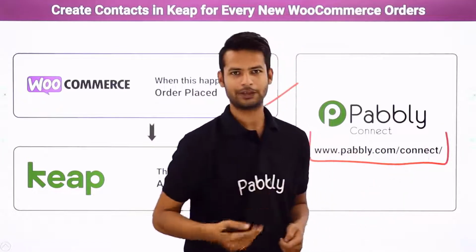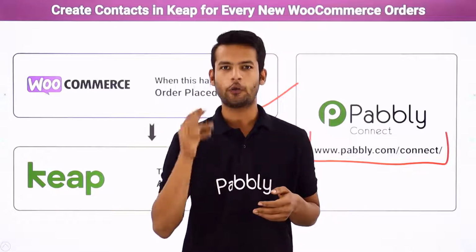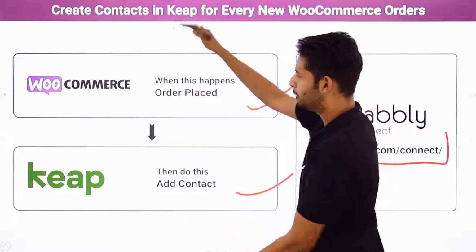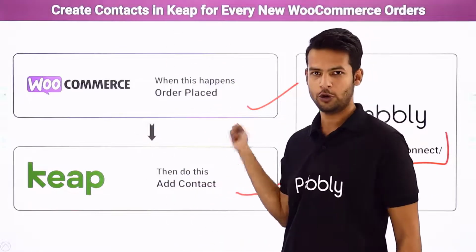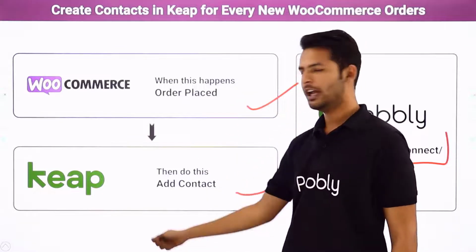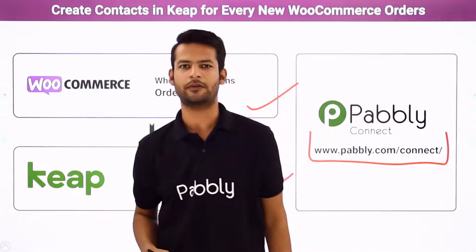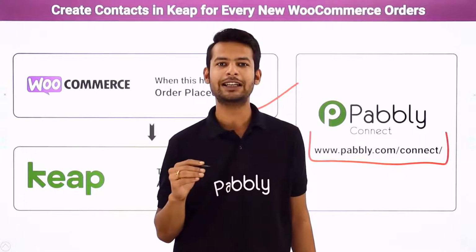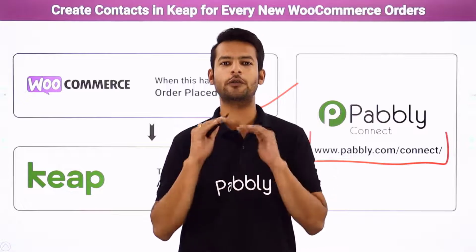Now you people will say, what is Pabbly Connect? Pabbly Connect is an integration and automation software. It will help us link both of these applications together so that every time a new customer makes a purchase in your WooCommerce site, automatically they will be added as a new contact in your Keap account. Amazing, right? Now let me tell you one more amazing fact. To use Pabbly Connect, you need not have any technical background. A non-technical person can also use this software very easily.